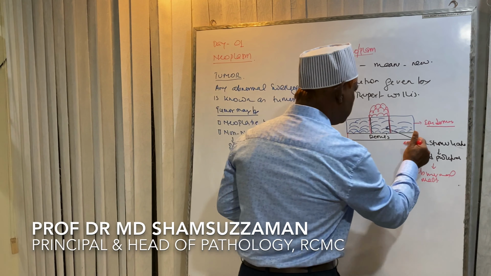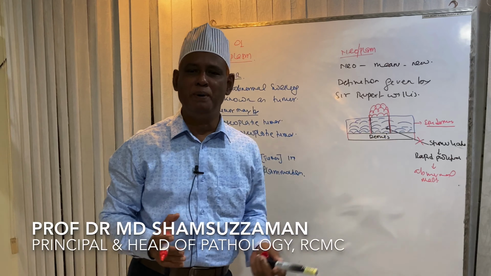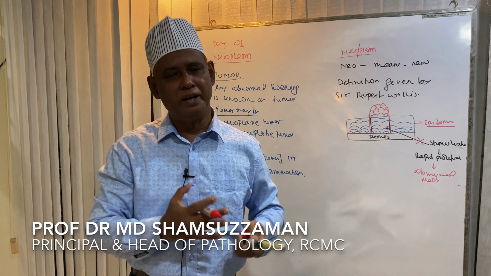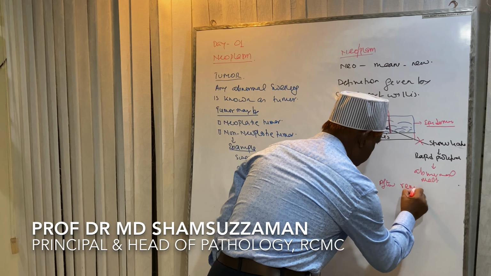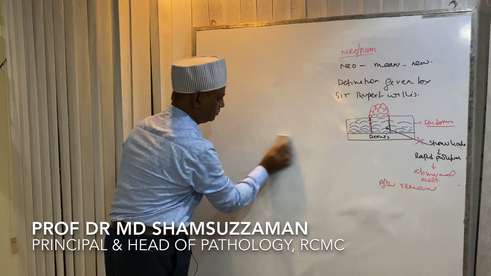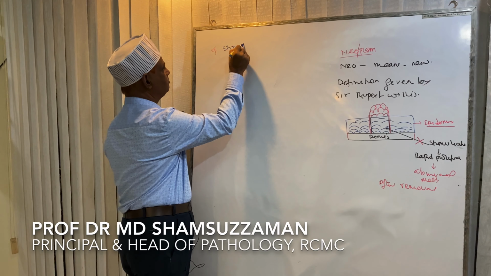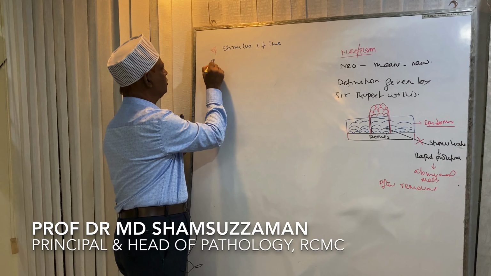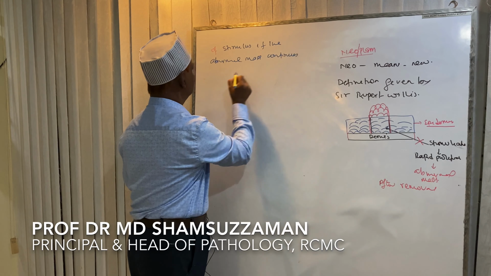If now we remove the stimulus, after removal of the stimulus, if this abnormal mass continues to grow, then that abnormal mass is known as neoplasm.